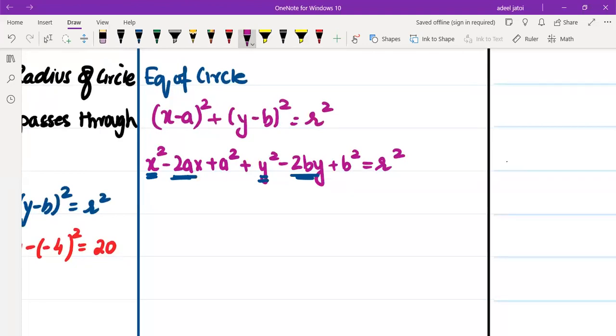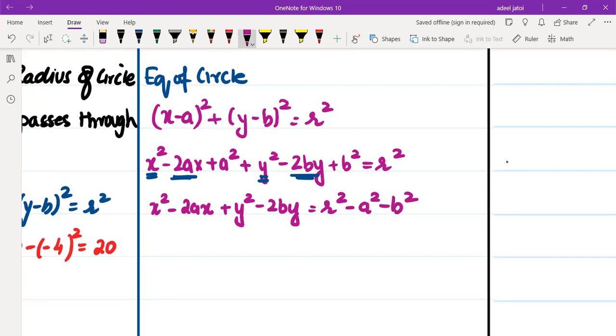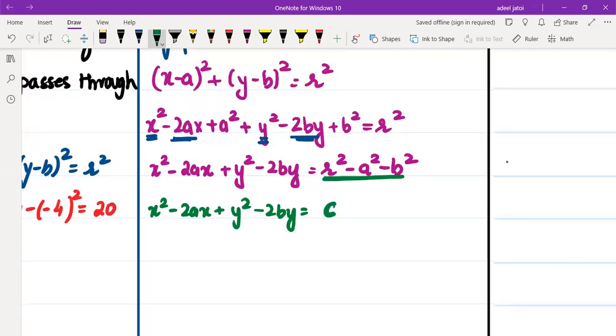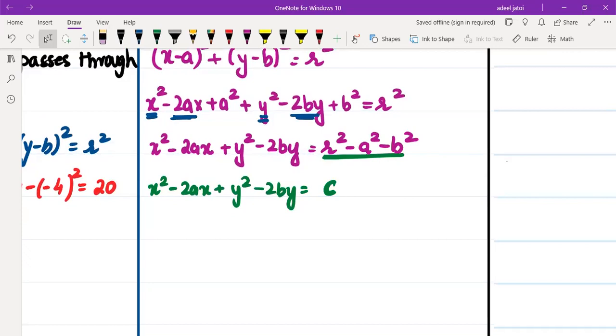and you will be given a constant. That means this constant will be comprising of what? That means x² - 2ax + y² - 2by, and this constant will be comprised of your r² - a² - b². So considering x² - 2ax + y² - 2by, this entire thing will be known as C. Because there will be a constant given in the question.